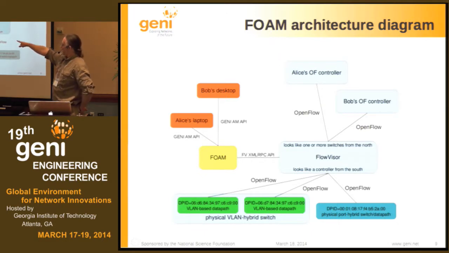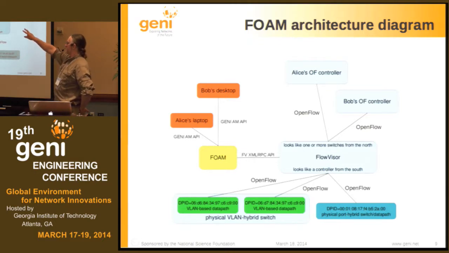Foam, in that yellow box over on the other side, then talks to Flowvisor via one of Flowvisor's own APIs, the Flowvisor XML RPC API, to configure Flowvisor and say, here's a new slice someone created, here's the traffic that you should match for it, here's the things you should allow them to do. Now you have something new to slice traffic based on. And then experimenters from their desktops or laptops talk to Foam via the GENI AM API.